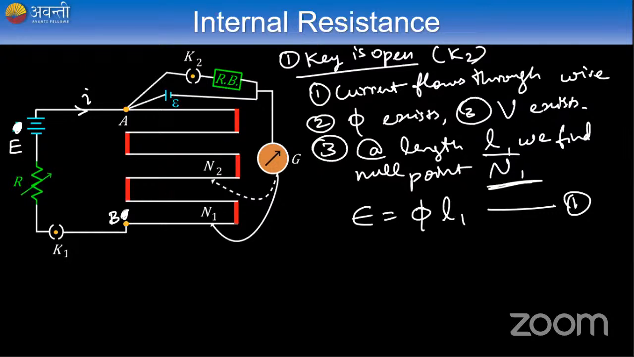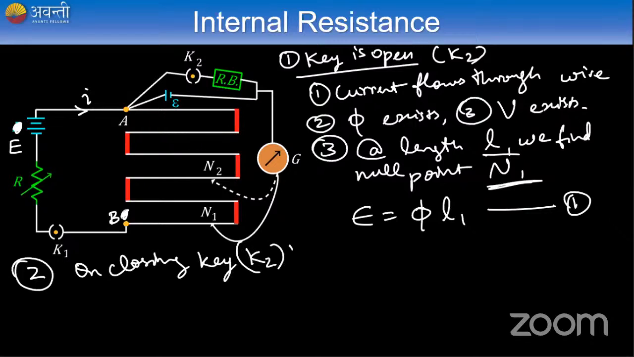Okay. Now in the second case. So let's come to the second case. So I'll write the second case here. Second case, on closing the switch key, closing key K2. So when I close this key K2, what happens? Okay, I'm closing key K2. What happens, guys? Come on.